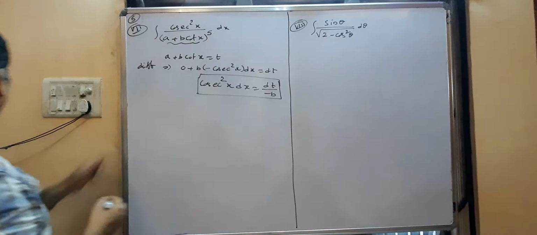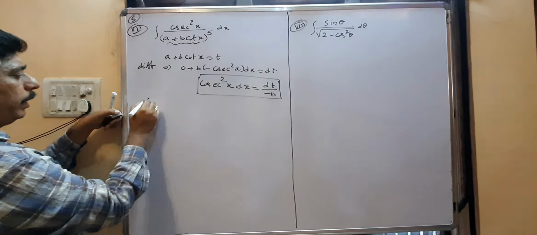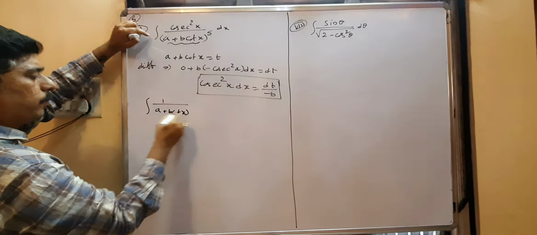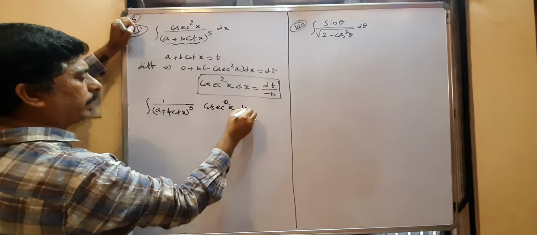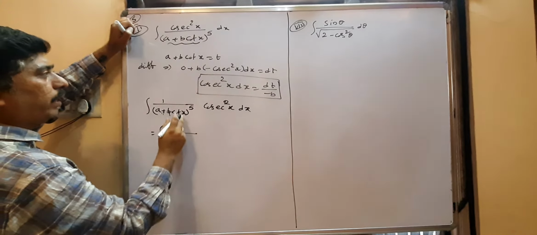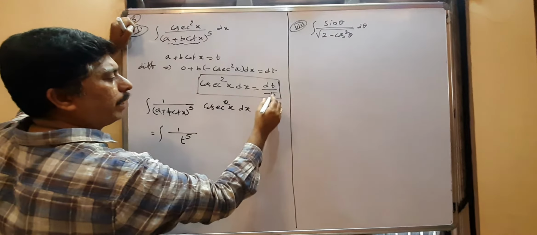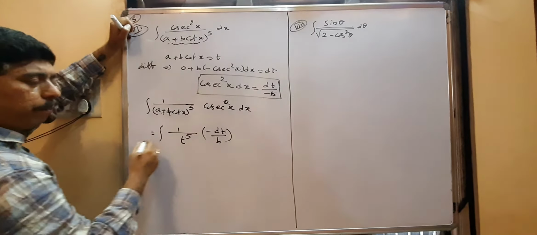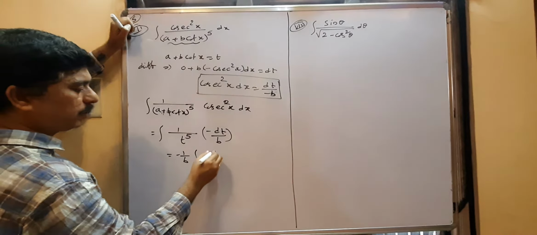Then this becomes the integral of 1 by a plus b cot x whole power 5 into cosecant square x dx. You have taken a plus b cot x as t, so t power 5. Cosecant square x dx gives minus dt by b. Minus 1 by b take outside. This becomes 1 by t power 5, which means t power minus 5 dt.